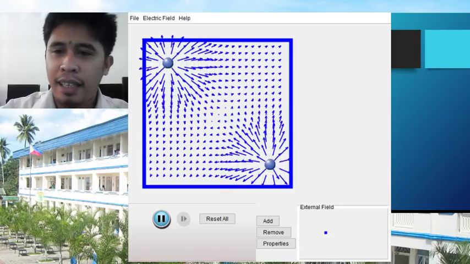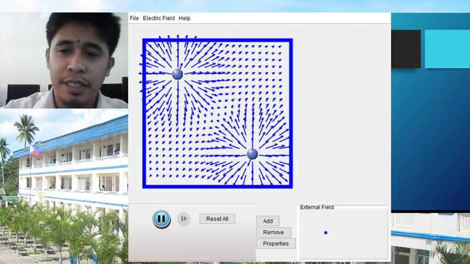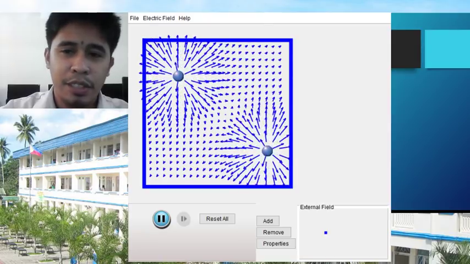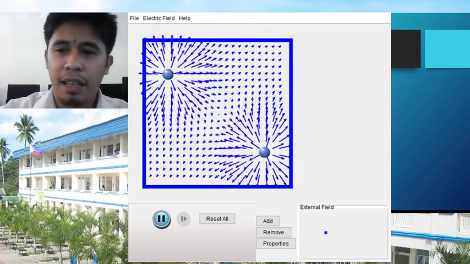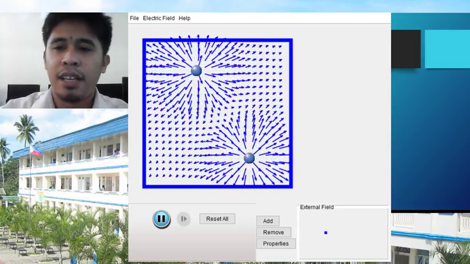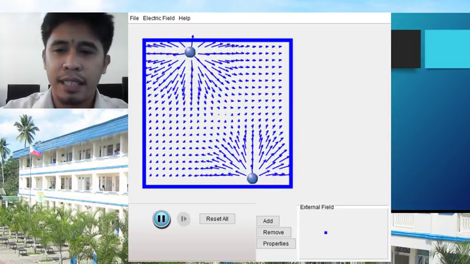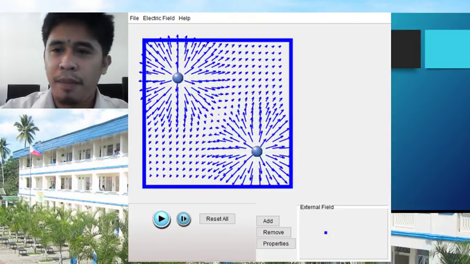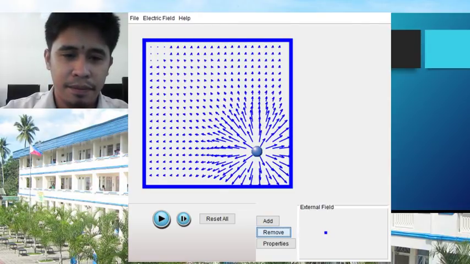As we add another positively charged particle to the simulation, we notice that they do not attract each other. This is because of the similar electric fields of the positive charges, which does not facilitate attraction. Let us change the charges in the simulation into negative.